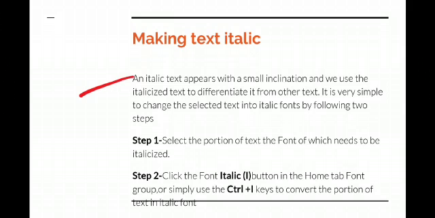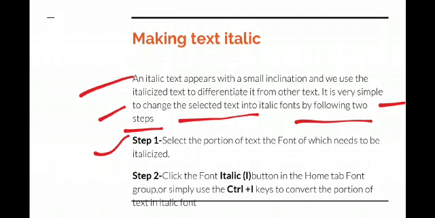Next, making text italic. An italic text appears with a small inclination, and we use the italicized text to differentiate it from the other text. It is very simple to change the selected text into the italic font by following two steps.